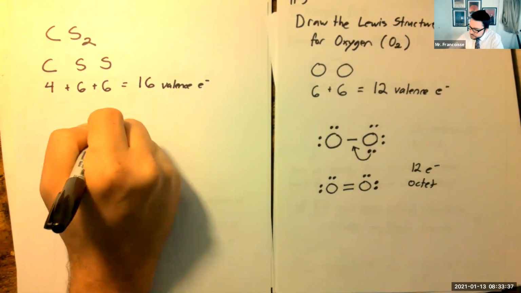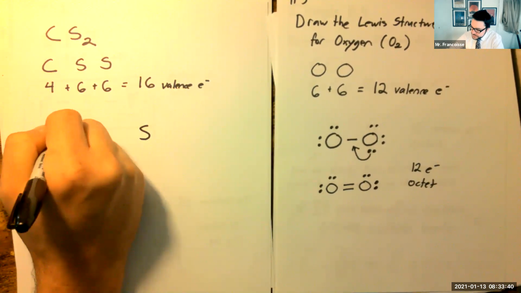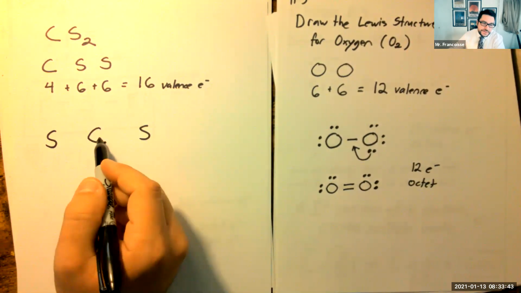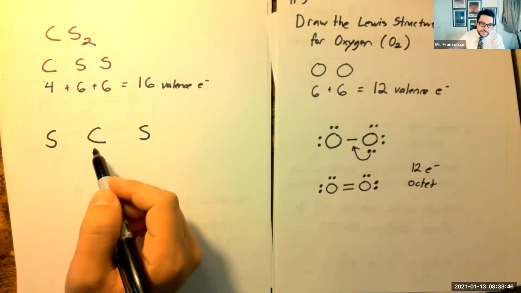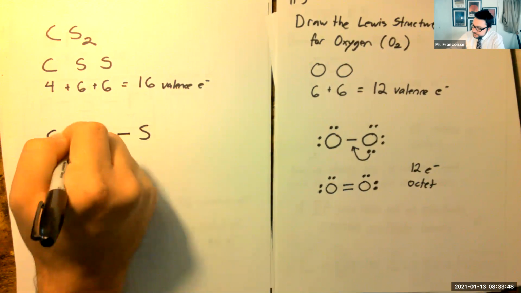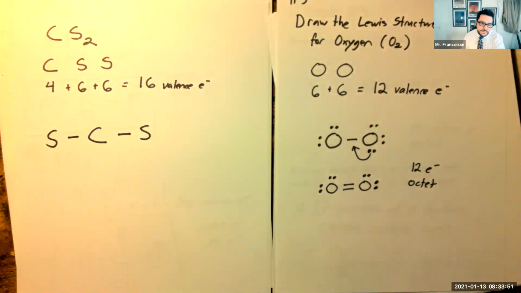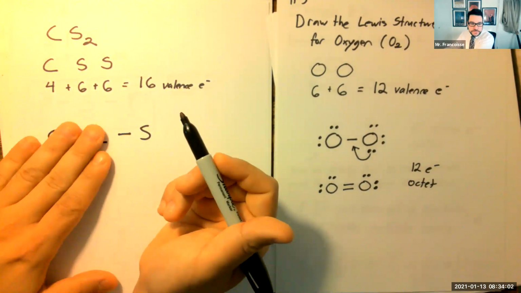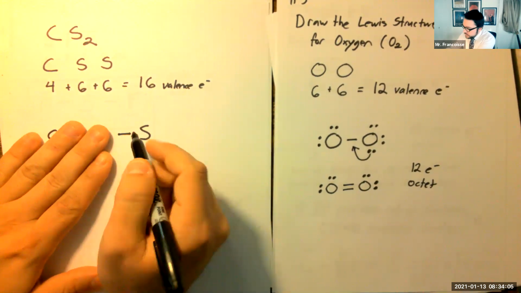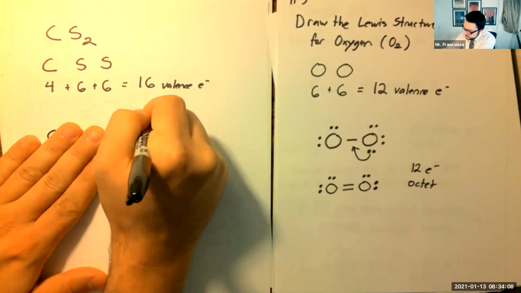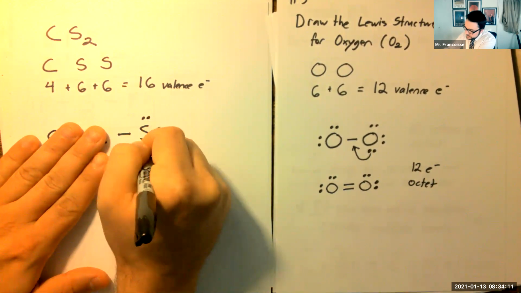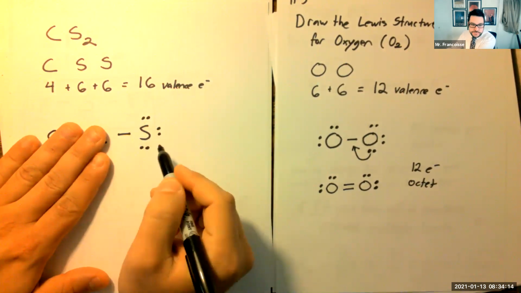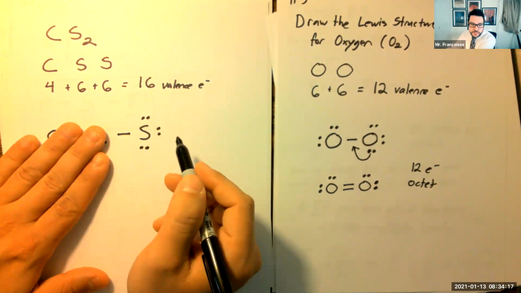So let's draw this out. We want to make it symmetrical so that both sides are the same. So we start with carbon in the center and we have a sulfur on both ends. We're going to connect them with one bond each. So let's start filling in electrons. We want 16 total. So we're going to do the octet as we fill. So we have 2 here, 4, 6, 8. And now I stop because this is full. So I have 8 total.